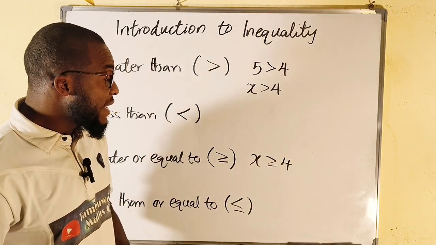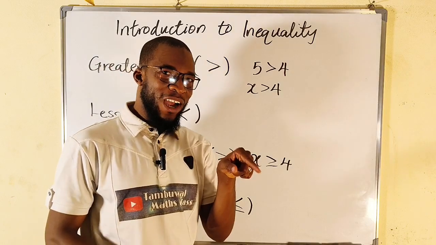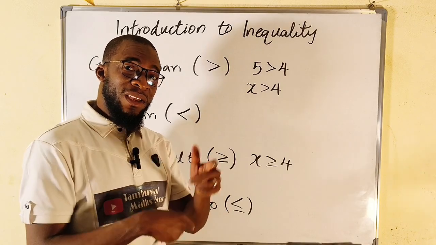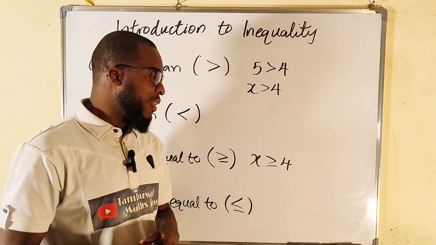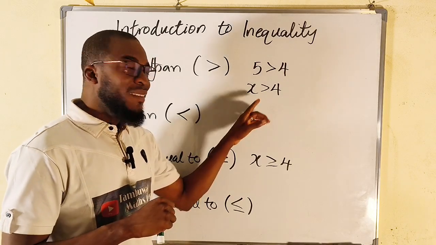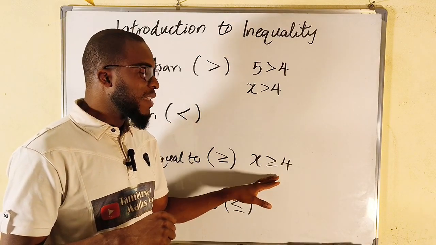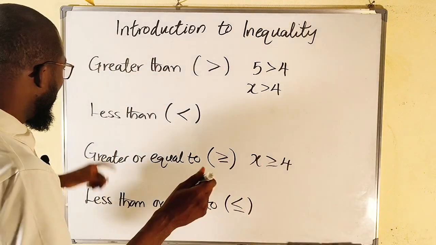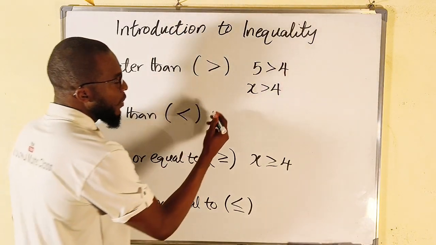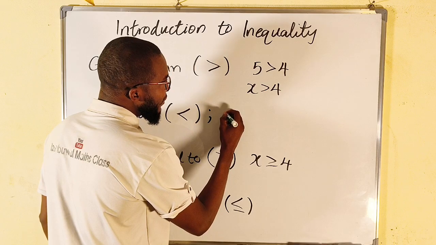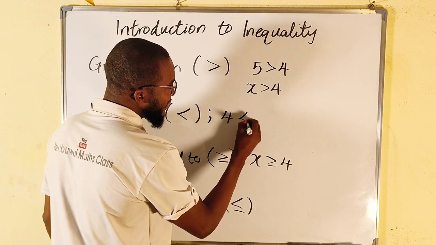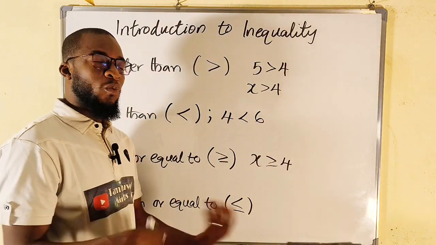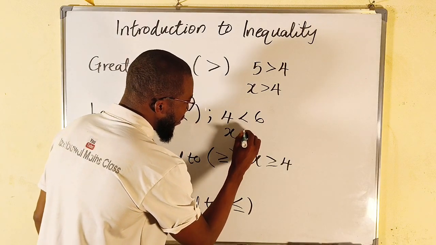This type of inequality indicates that x could be 4 and any other value greater than 4. It could be 4, 5, 6, 7, 8 in that order, but it cannot be any value less than that. This is strictly greater than 4, but this can be equal to 4 and any other value greater than 4. That's the difference between them. But what if we have the less than type? For example, we know 4 is less than 6. We can represent 4 with a variable like x less than 6.